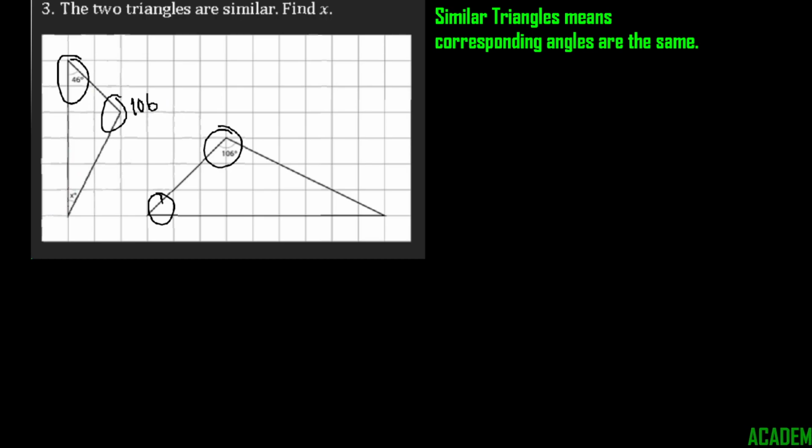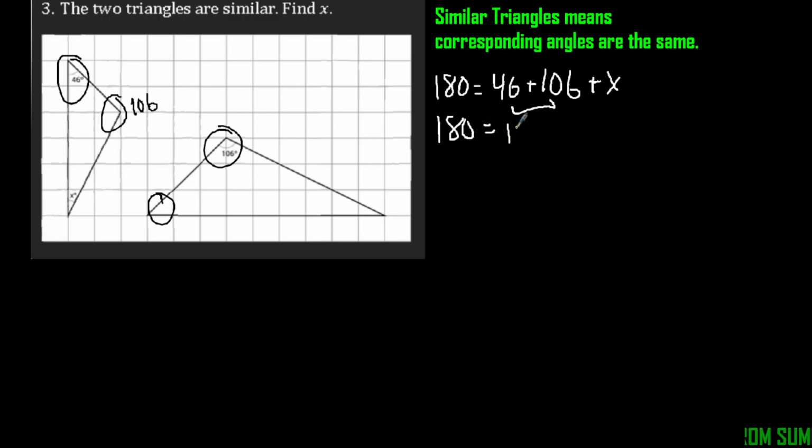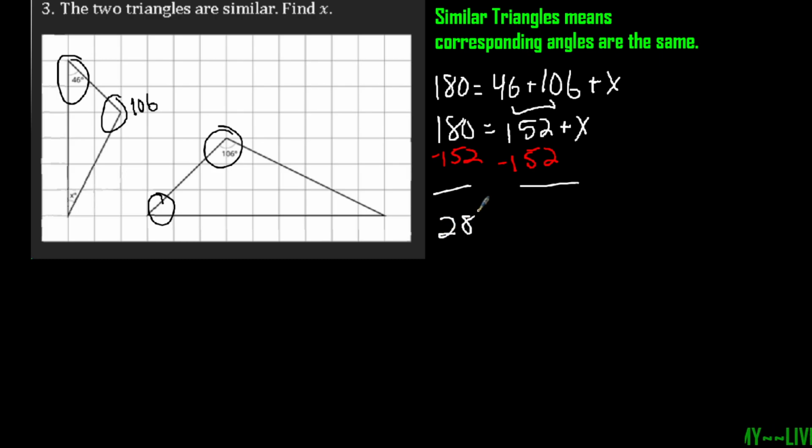We just need to solve for x. So what we're going to do is write it like this. The sum of those angles in a triangle is going to be 180. So we have 180 equals 46 plus 106 plus x. So then we can simplify. So I do 180 equals, add these two together. So that's going to be 152 plus x. Then I can use a one-step equation to solve for x. So I subtract 152 from both sides. Now I can say on my left side, I just have 28 degrees. I'm going to say that's going to be equal to x. So our solution for that one is going to be 28 degrees.